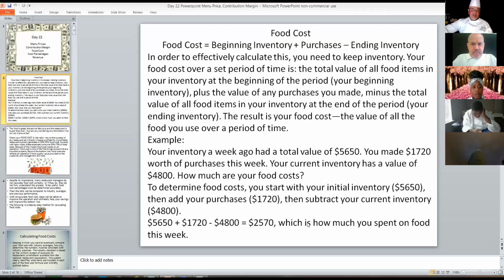Chef? Yes. Your inventory isn't on the screen, if we're supposed to be looking at it.